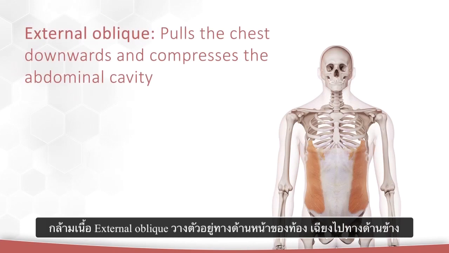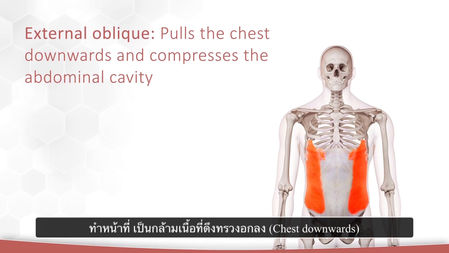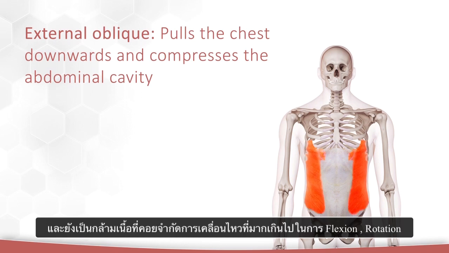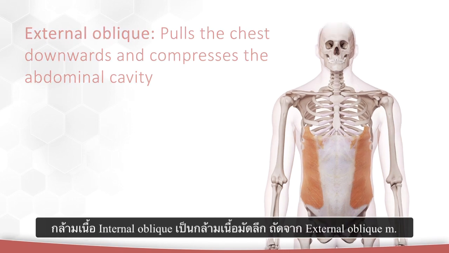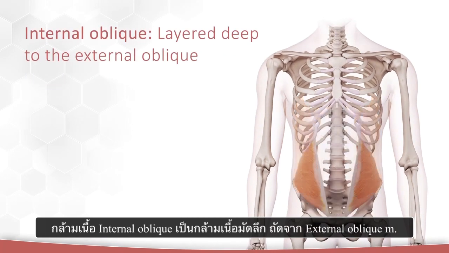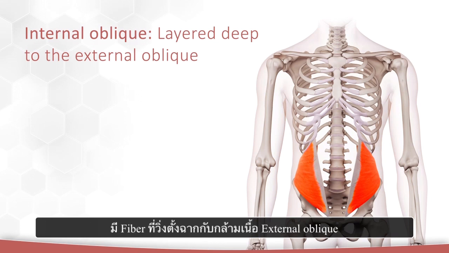The external oblique is situated on the lateral and anterior parts of the abdomen. The external oblique functions to pull the chest downwards and compress the abdominal cavity. It also has limited actions in both flexion and rotation of the vertebral column. The internal oblique is layered deep to the external oblique. Its fibers run perpendicular to the external oblique muscle, beginning in the thoracolumbar fascia of the lower back.